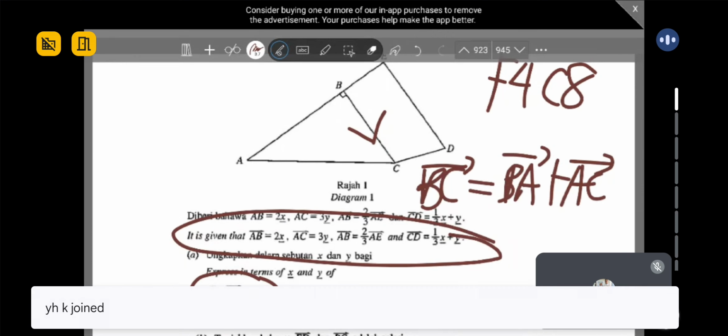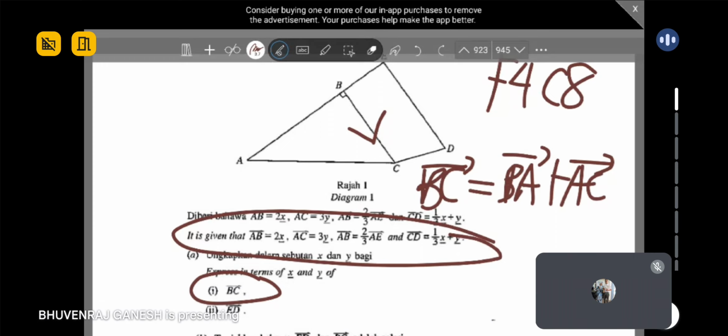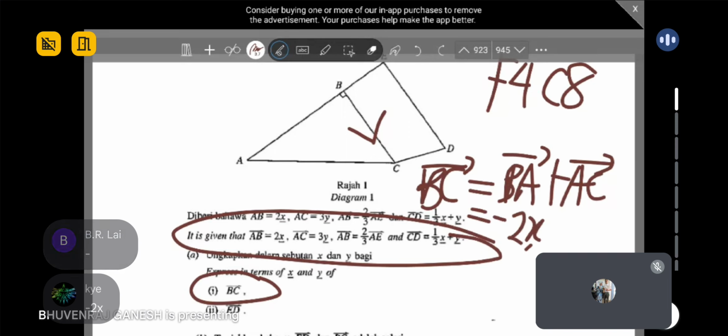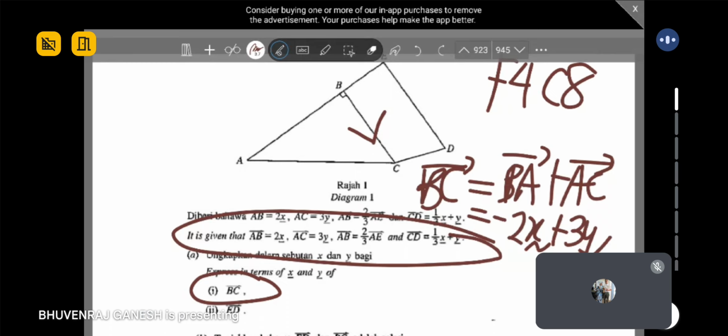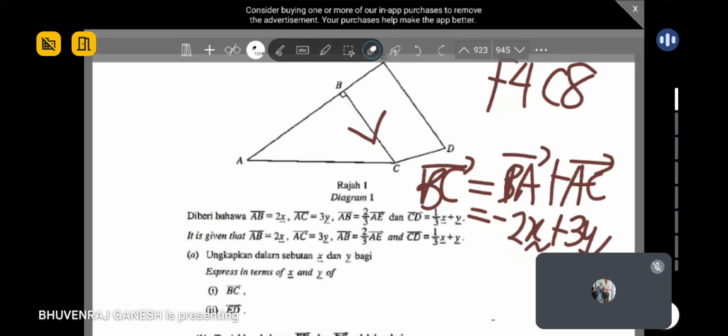Your K1 is this one. When you write the vector, what are the two vectors you add? So what is your vector BA? May I know? AB is 2x, so maksudnya BA, just add negative. Am I right? Yes, because it is opposite. So negative 2x plus AC, which is 3y. Settle. BC, you already got the answer. Ini jawapan untuk soalan 1.